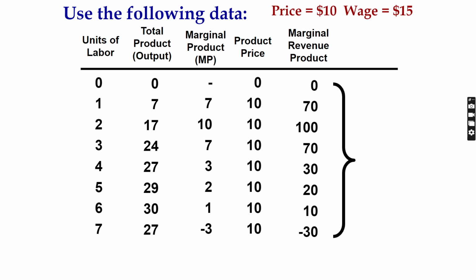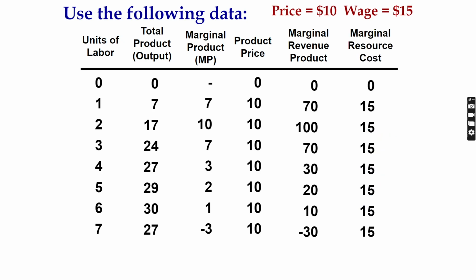And so now the last thing that we can calculate is marginal resource cost. Okay, and marginal resource cost is $15 every single time. Each additional worker is going to be paid a wage of $15. And so if we have the marginal revenue product, which is showing us the value added to the firm of each worker hired, and then we have the marginal resource cost, which is the additional cost that the firm has to pay for hiring an additional worker, we can now use our rule to determine how many workers a firm should hire.